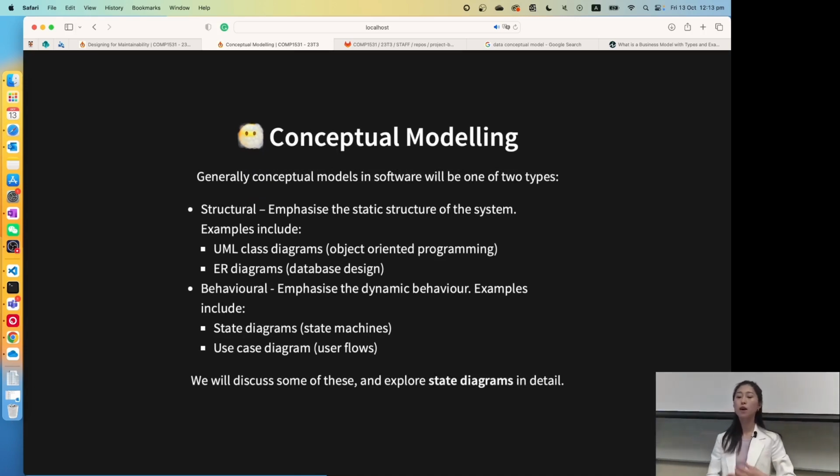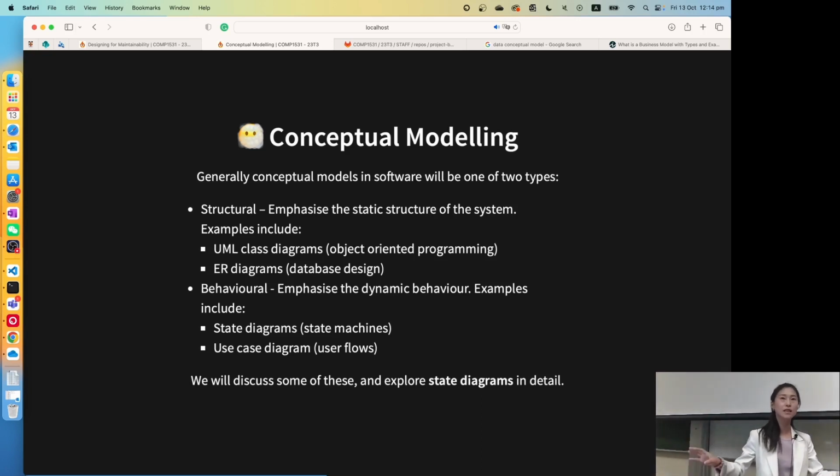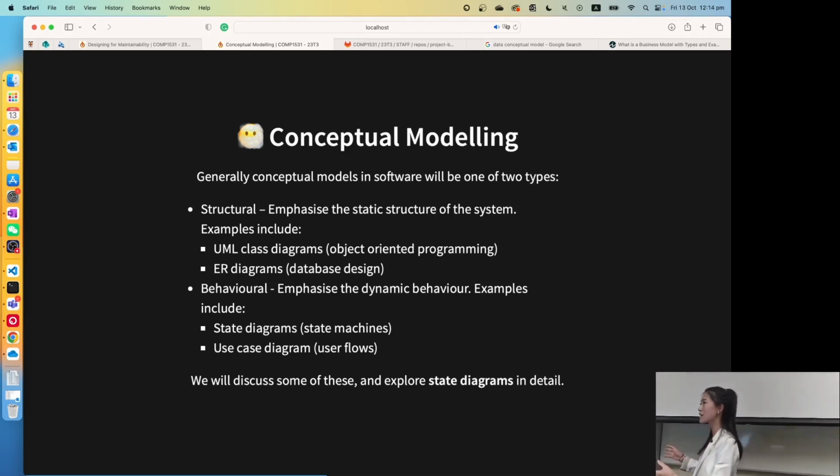conceptual models can normally fall into one of two types. One is called structural, and the other is called behavioral. Structural modeling emphasizes the state structure of the system. Remember, the state of the software is like the current value of the properties and the variables. So this is the state of your software, like a snapshot of your software at the current state.